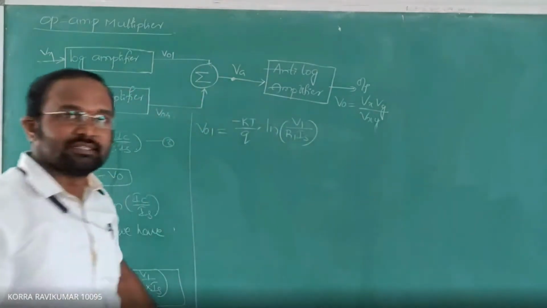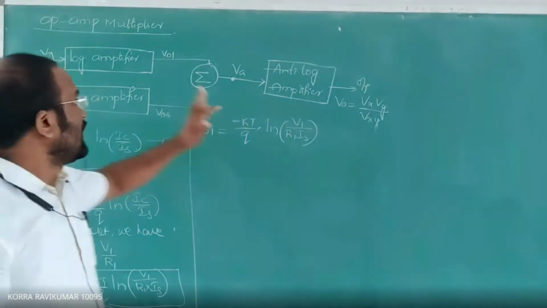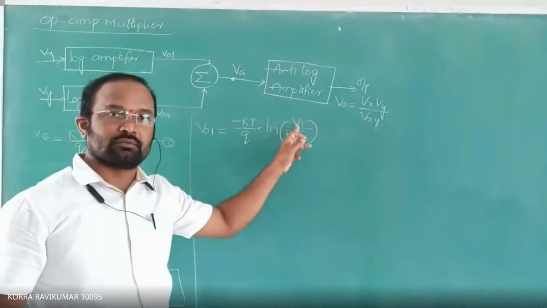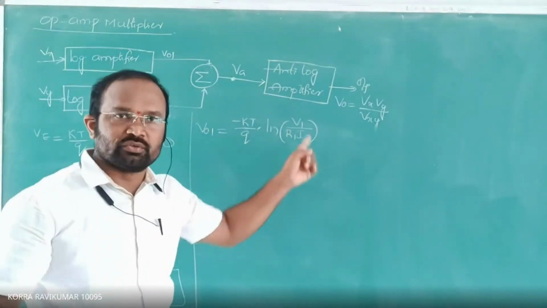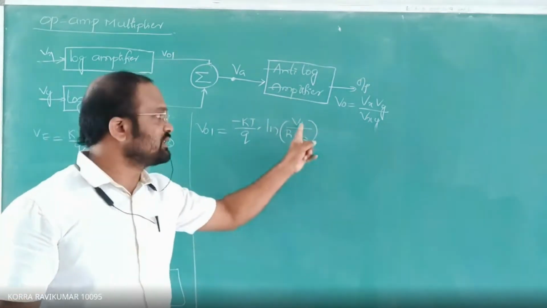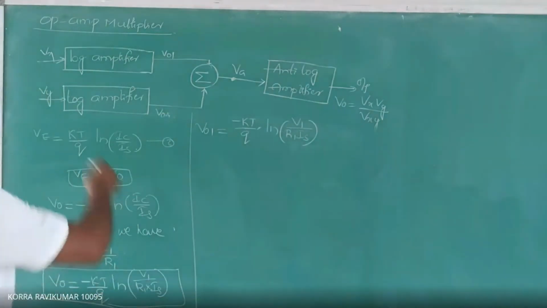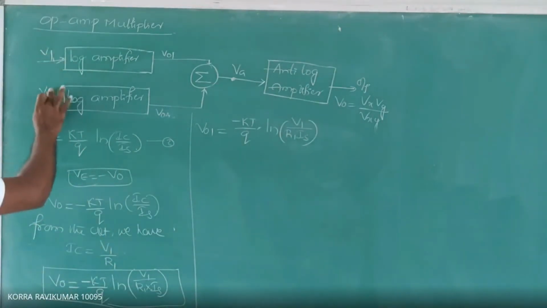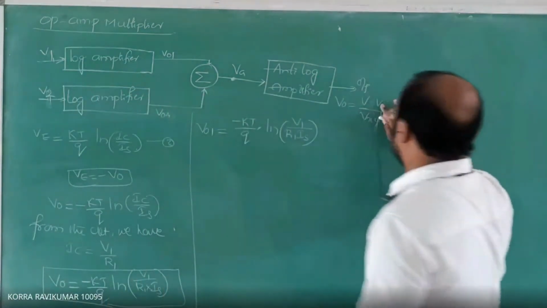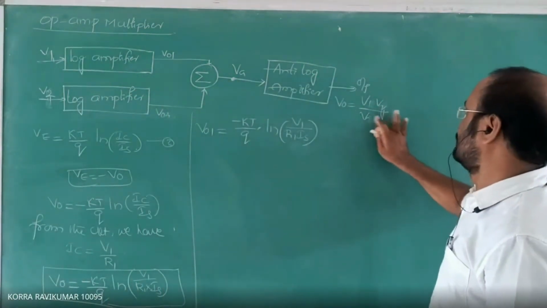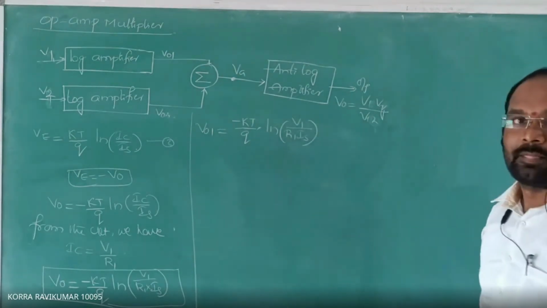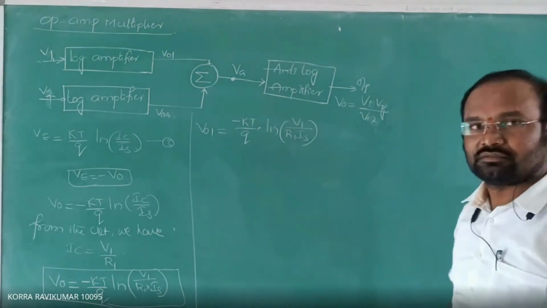See here, a big doubt, Raj. Our input voltage is Vx, but here we are using V1. Why? It's your choice. You can use Vx also, no problem. But for easy analysis, I am considering it as V1. Then the second input is V2.